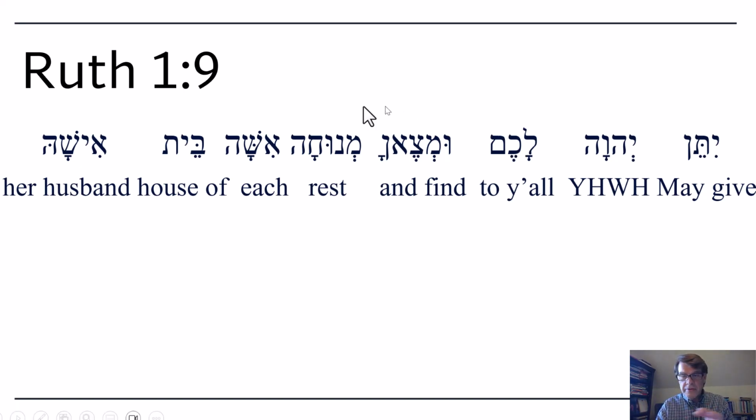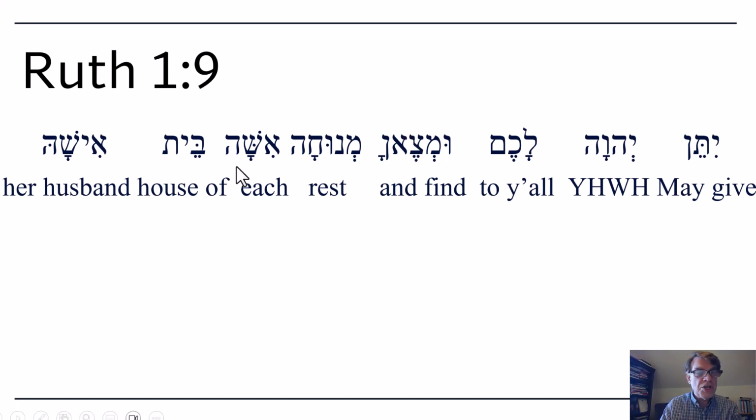It's a mixture of different forms because this is a jussive in the imperfect formation, as it were, and then this is an imperative, normal. But they both have the same meaning, right? They're both commands, as it were, or wishes of blessing. So may the Lord give to you and may you find rest.